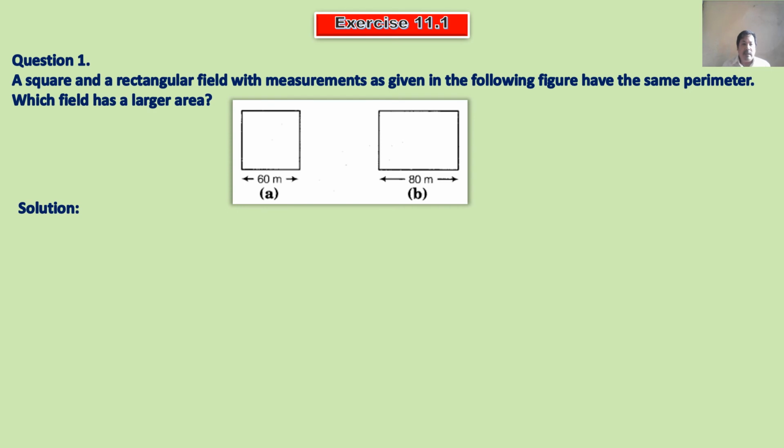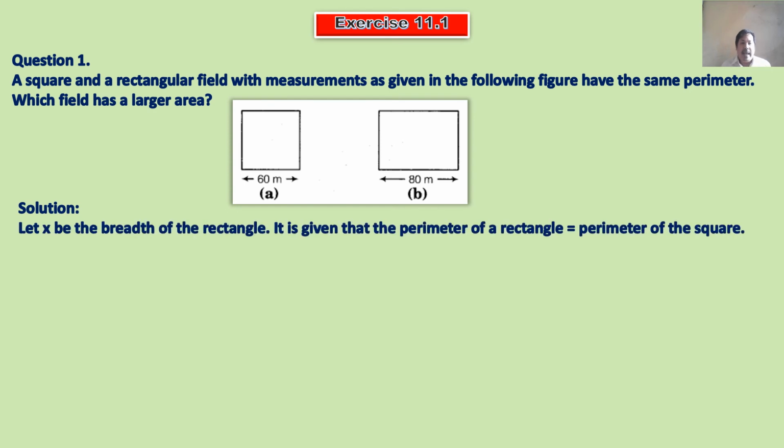Now in the solution, let x be the breadth of the rectangle, and it is given that the perimeter of the rectangle is equal to the perimeter of the square. It is given by the question itself, isn't it? So you see, my dear student, to find out the area of the square, it is okay, because one side is enough to find the area of the square.